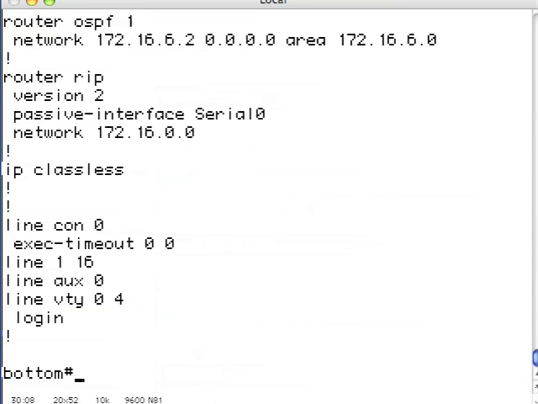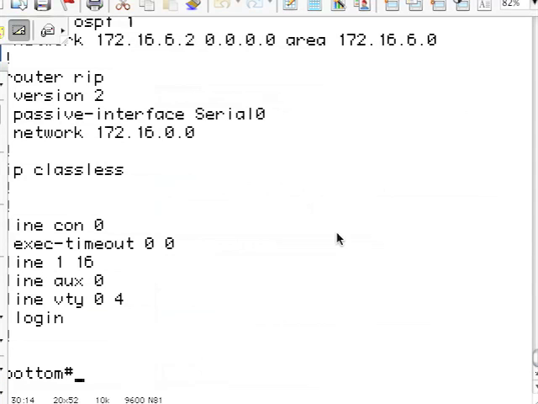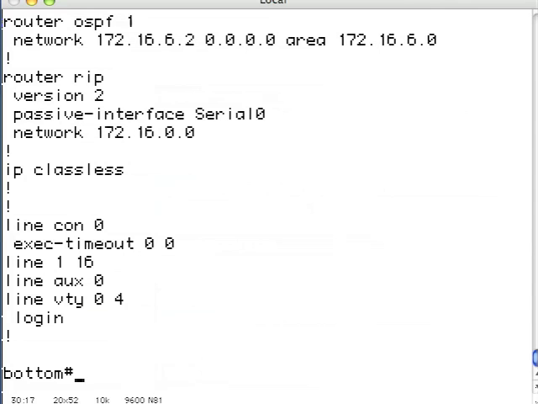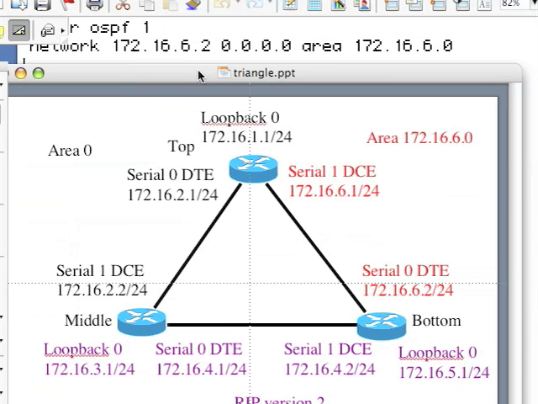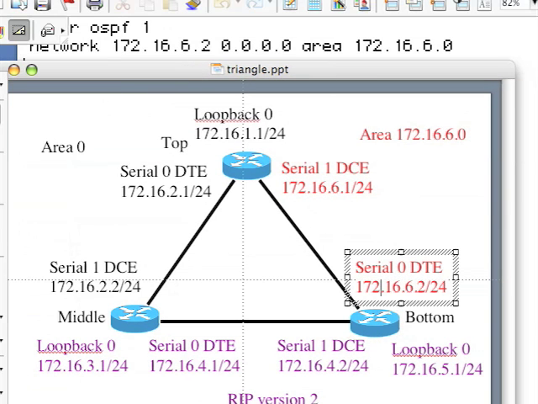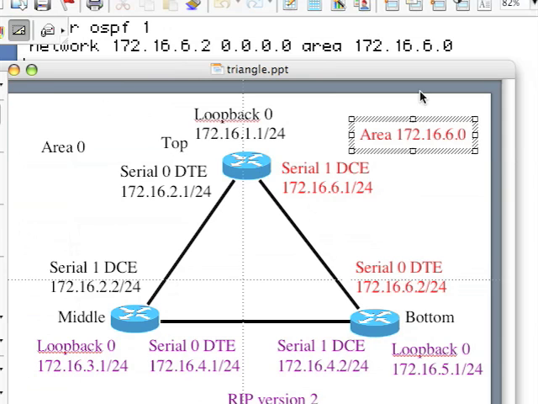In the bottom router, here is our OSPF configuration. We have network 172.16.6.2 0.0.0.0 area 172.16.6.0. So let's look at that on the map. And here is 172.16.6.2. Our don't care bits are 0000. So this is turning on OSPF on that serial 0 interface, which means that we're speaking hellos on the serial link and we'll form a neighbor relationship with the top router, and it's in area 172.16.6.0.